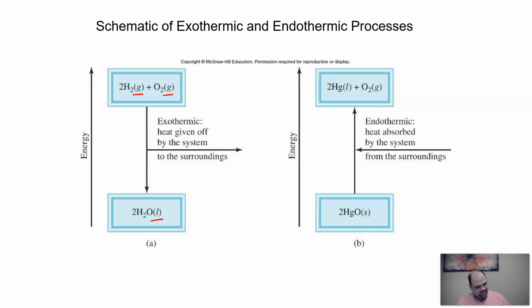Right? In part B here, we're going from this mercury oxide solid to mercury liquid and oxygen gas. To break those chemical bonds, we have to add more energy in, and so they have to absorb energy from the surroundings. To think about a chemical bond and why we have to add energy in order to break a bond, think about it this way.